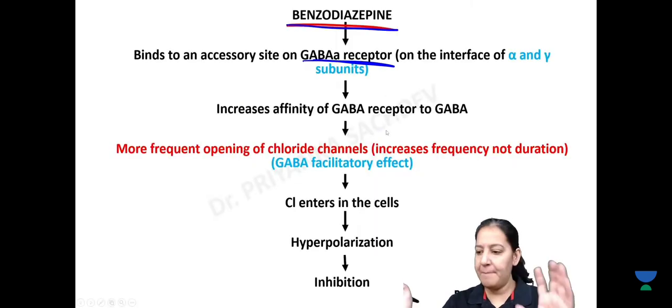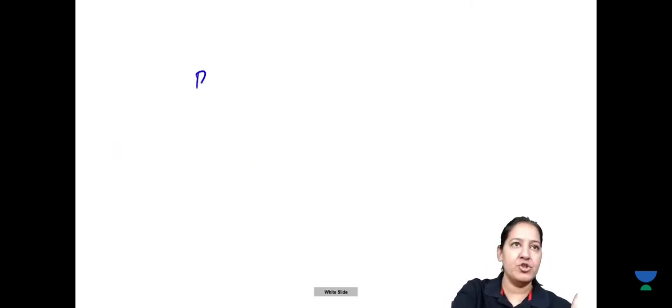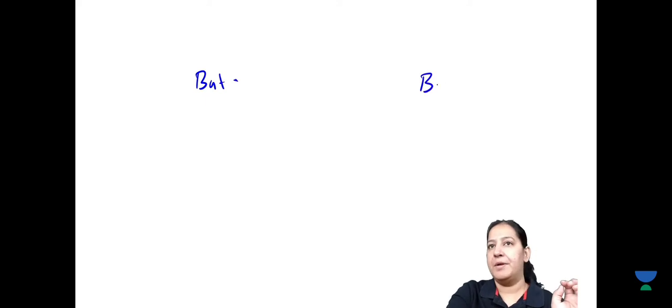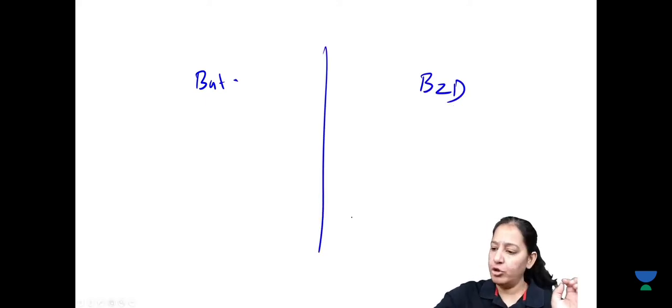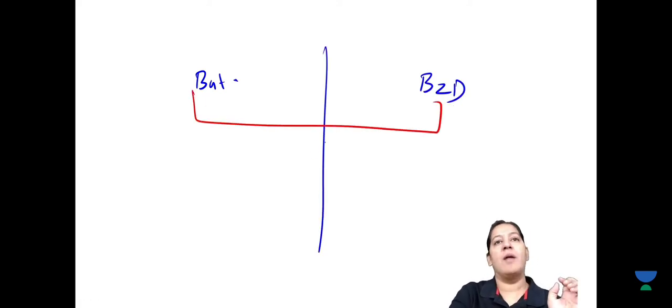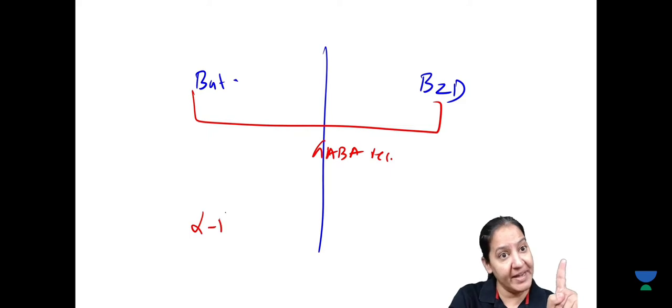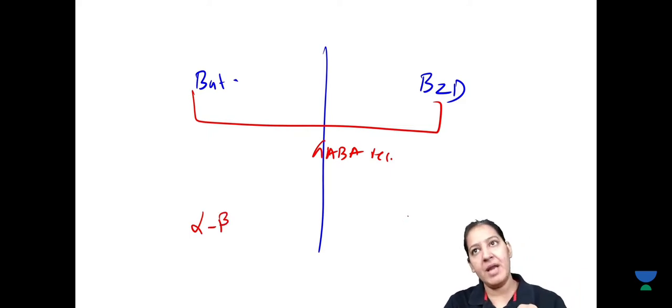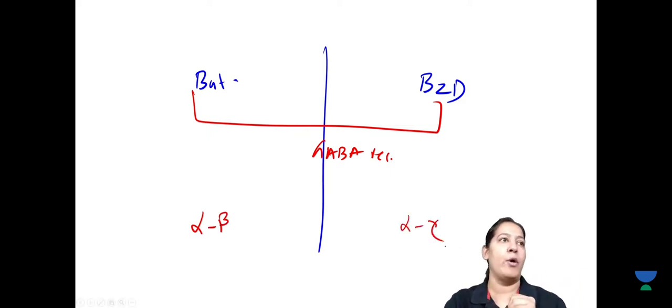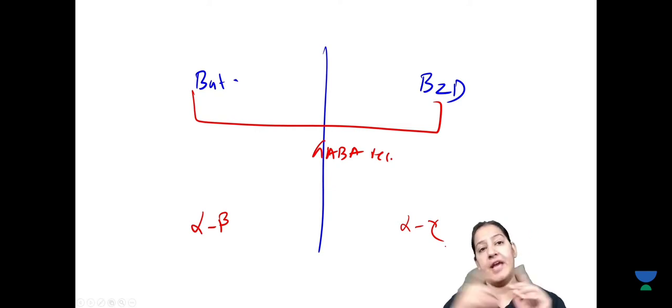So what is my point to tell you here? Barbiturates and benzodiazepine both act on the GABA receptor, but their site of action is different. Where will they act on the GABA receptor? Barbiturate acts on the alpha-beta junction and benzodiazepine acts on the alpha-gamma junction. That is my point for MCQ purposes. Give me a thumbs up if you got it. This you have to remember for MCQ.